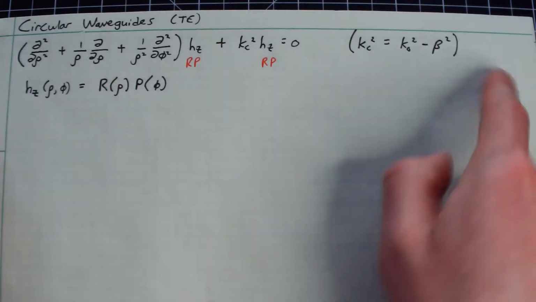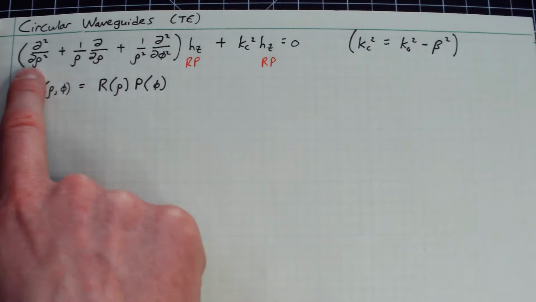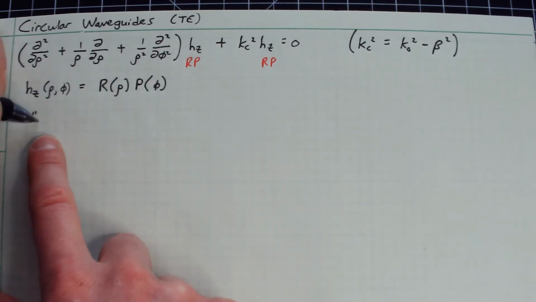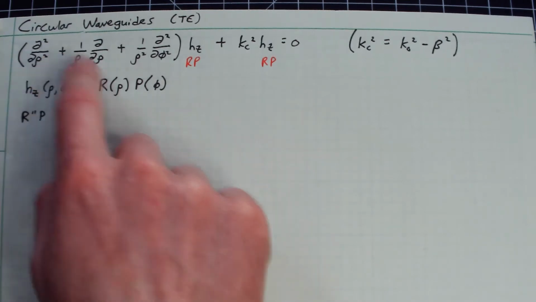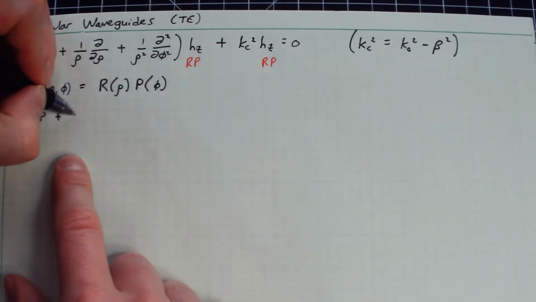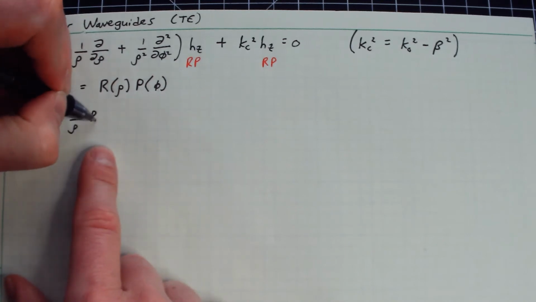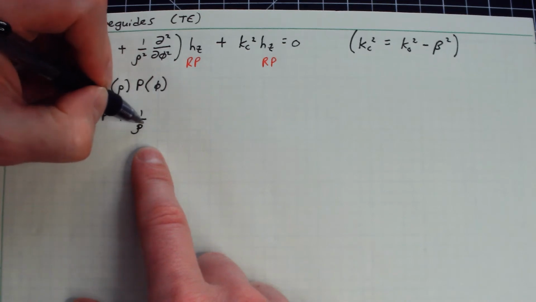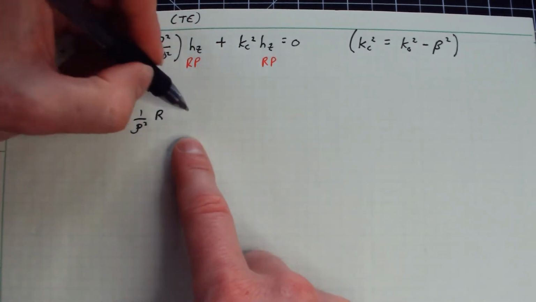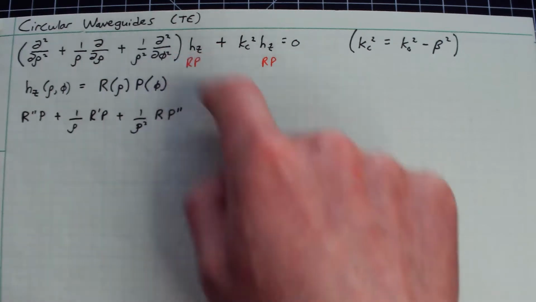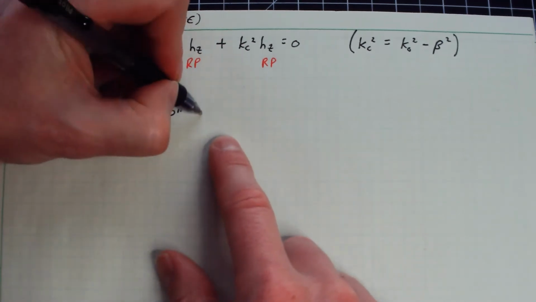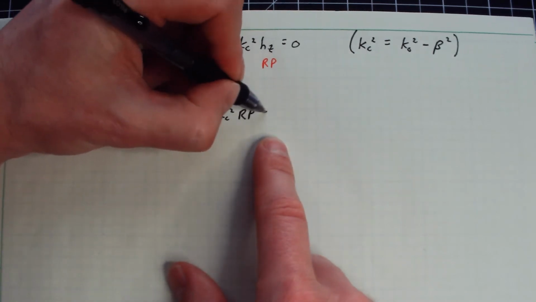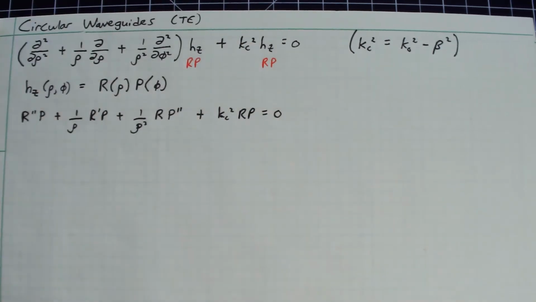And you just carry out all the derivatives on through. So the second partial with respect to rho will imply R double prime P. Then I get plus 1 over rho R prime P, plus 1 over rho squared times R P double prime, the second derivative acting on phi, plus k sub c squared RP is equal to 0.